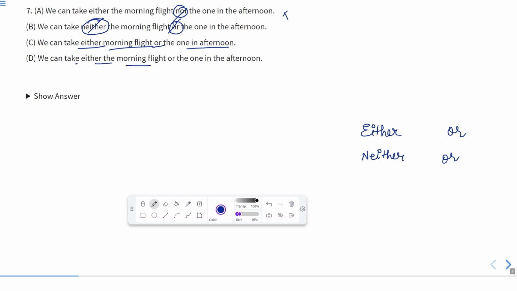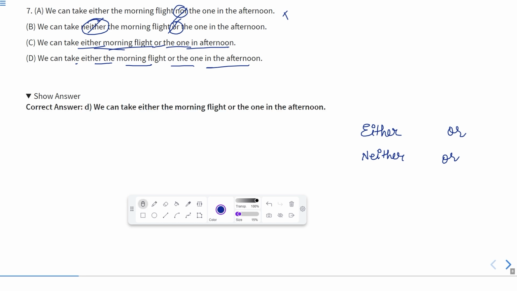We can take either the morning flight or the one in the afternoon. Now, if you look at these two sentences, the last two sentences, we can see here it is written the one in the afternoon, whereas here it is written either morning flight, where both the situations should be same. So when we have the in both the cases, it is correct. So according to this, D will be the correct sentence.